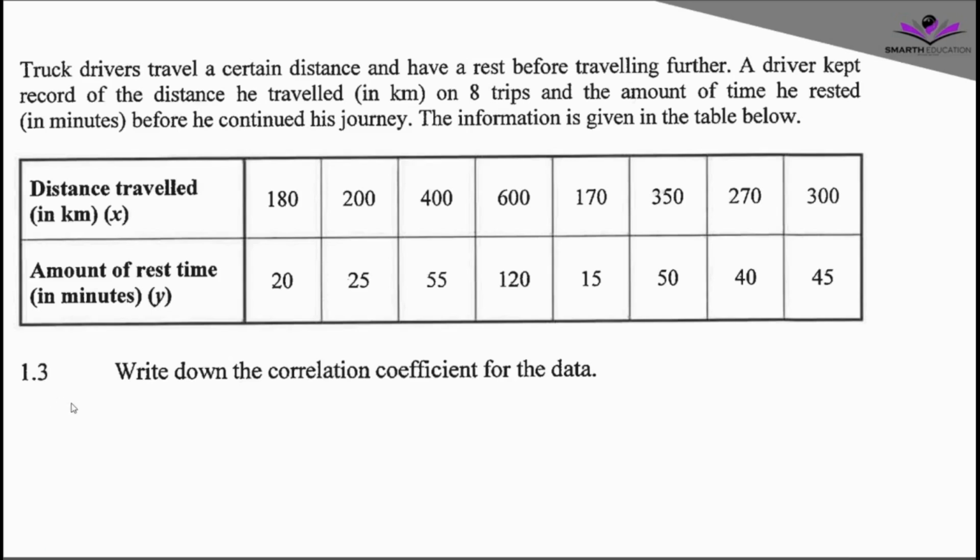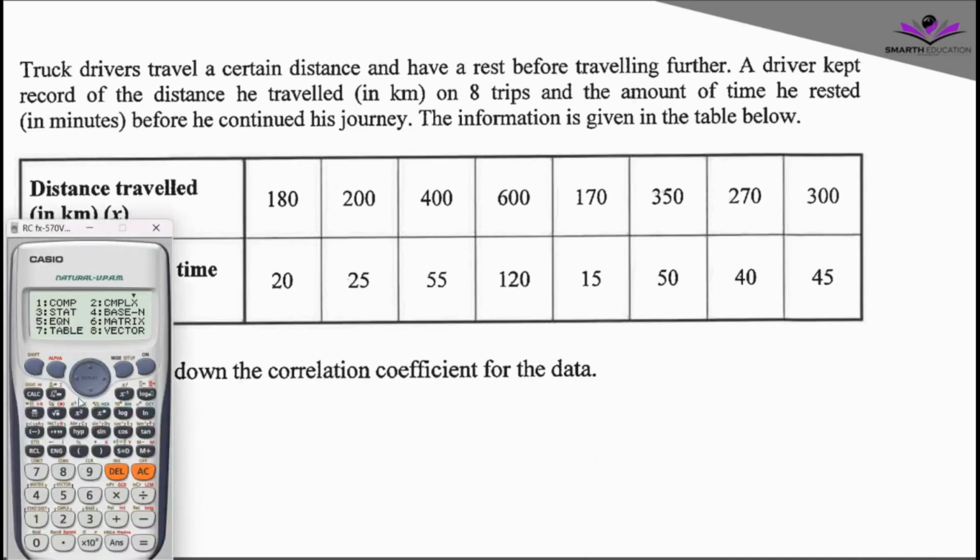Right. 1.3, it says write down the correlation coefficient of the data. So what do we do? We just have to use the calculator. Even the instruction says write down, so it means you don't have to do a lot of things. Let's use our calculator to do that.